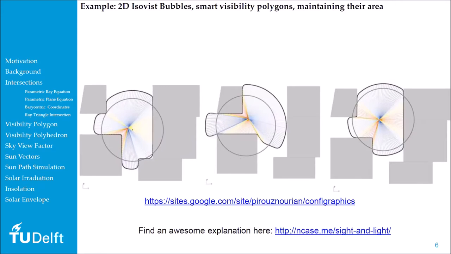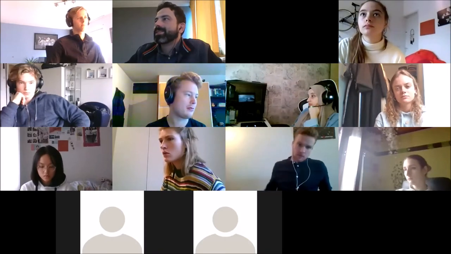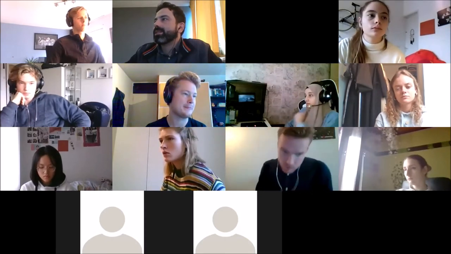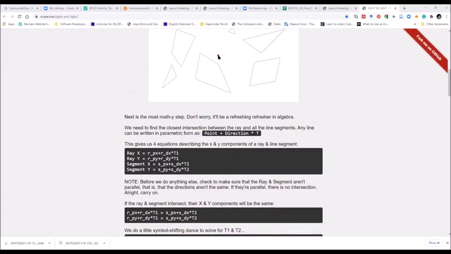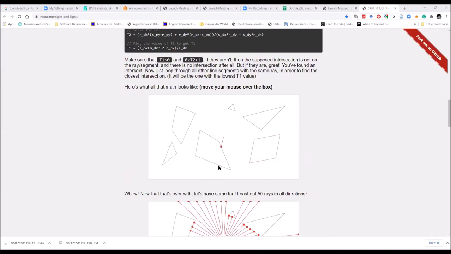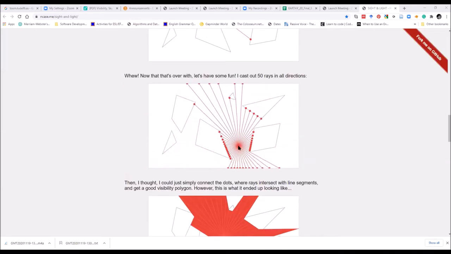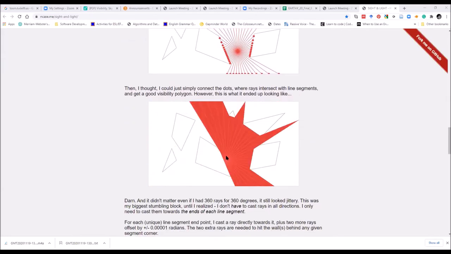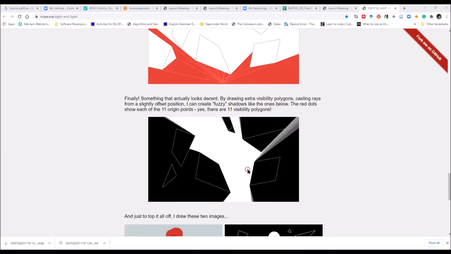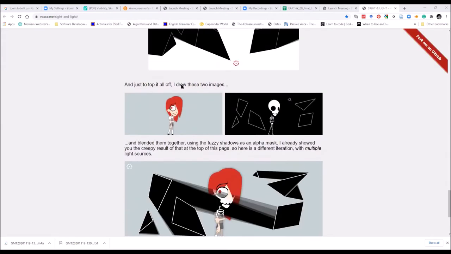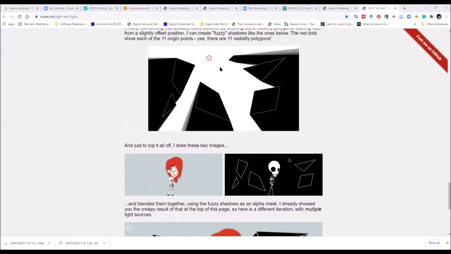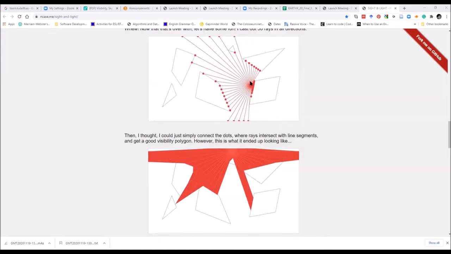Amazing explanation. Let me take you to the other side. A really cool website. Do you see it? It explains in multiple steps how the whole visibility polygon is made. And step by step, you even get to a spooky version, which has even some shadows and so on. So, one of the best explanations I could find online.